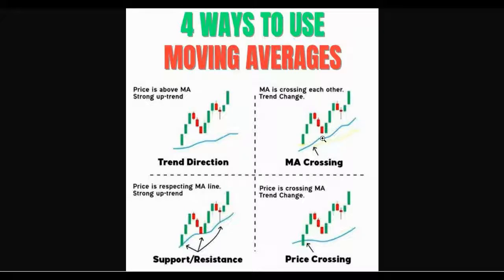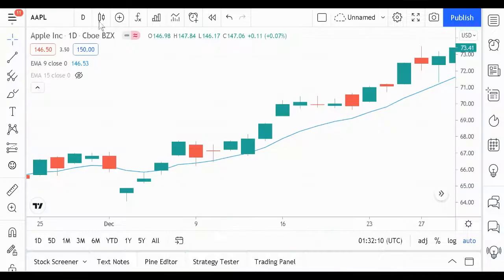Okay, and then finally I'm going to add one more line. So now it's two lines. Moving average crossover. All right, that's another way to use moving averages. You put two up there, at least two, maybe three, maybe more. When one moving average is crossing above the other, that could be a trend change, bullish or bearish.